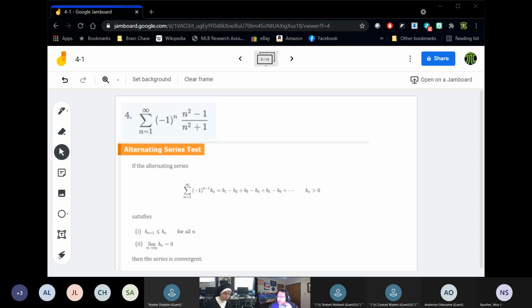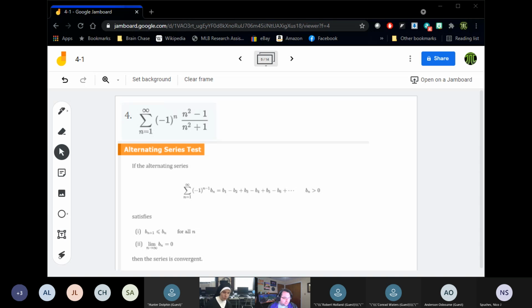All right, so let's look at the first test. The first criteria: does it satisfy that this series is getting smaller as the n increases? Yes, because the bottom's getting bigger and the top's always going to be smaller than the bottom. So yes, we can say that it's going down.